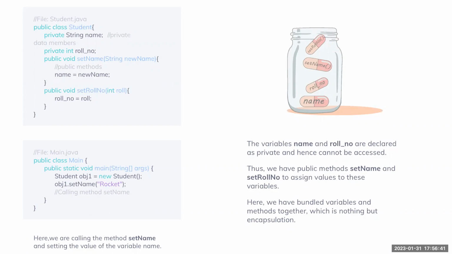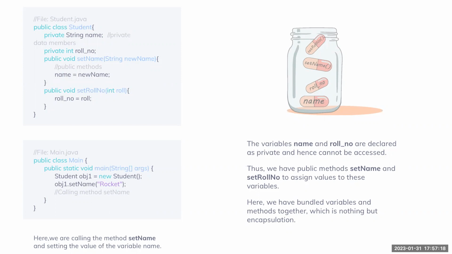Okay, I think the concept you have understood, right? Even though they are private data members, using these public methods, we were able to access them. The concept here is that these two set methods can assign the values for the private data members, right? So that is encapsulation, creating a bond between a variable and method. Private variable and method, it's called encapsulation.